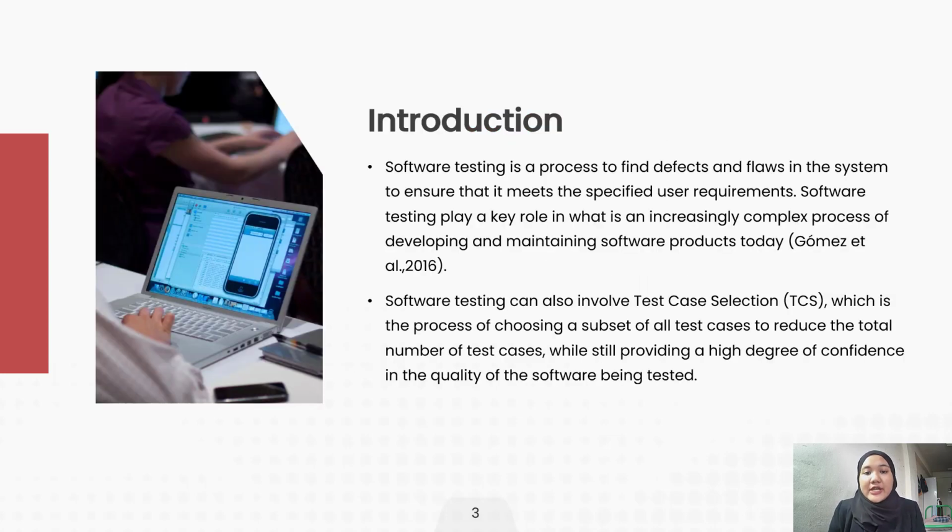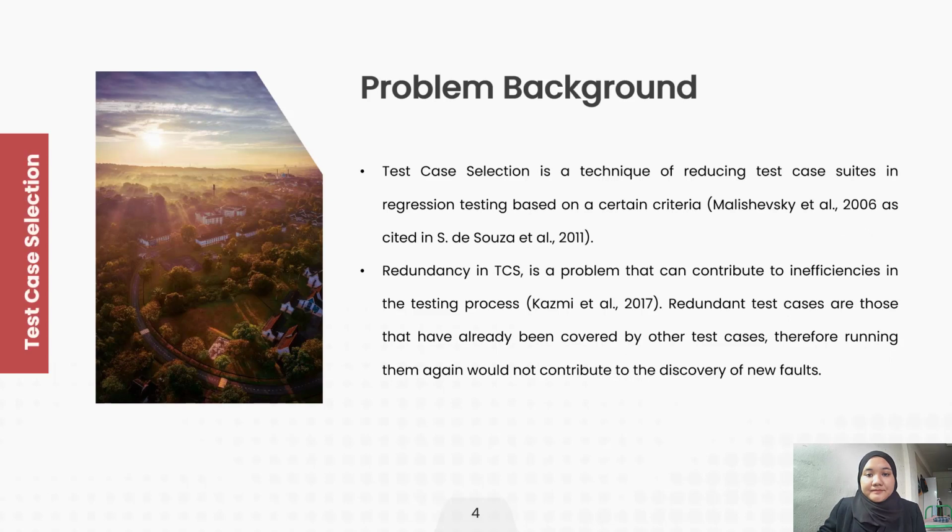For the introduction, software testing is a process to find defects and flaws in the system to ensure that it meets the specified user requirements. Software testing plays a key role in what is an increasingly complex process of developing and maintaining software products today, based on my citation of Gomez et al. 2016. Software testing can also involve test case selection, which is the process of choosing a subset of all test cases to reduce the total number of test cases, while still providing a high degree of confidence in the quality of the software being tested.